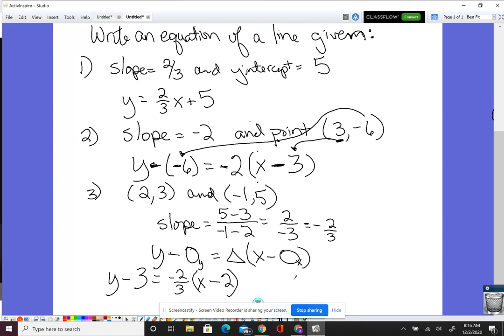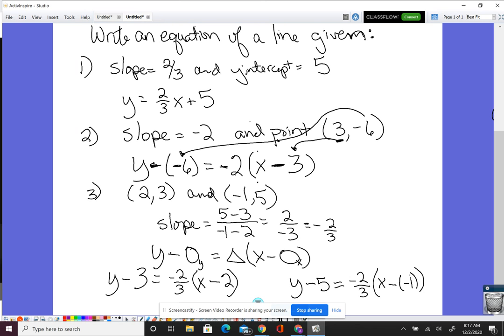The other equation that you could have come up with is, let's use the other point, y minus 5 equals the slope, negative 2/3, times x minus the x-coordinate from that point, which is negative 1. That is another equation that goes through those 2 points. Questions?